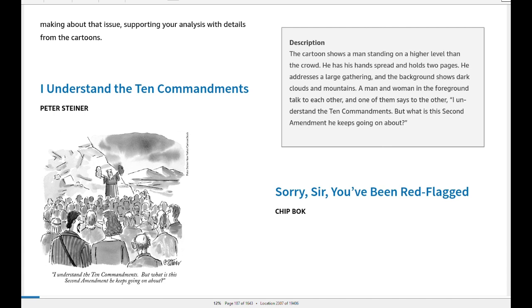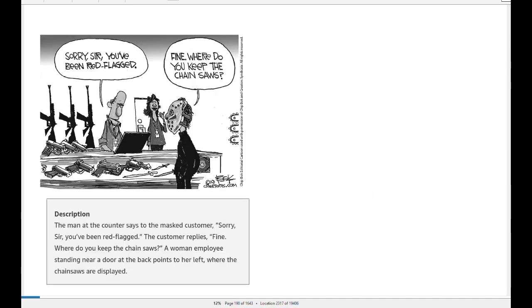A man and a woman in the foreground talk to each other, and one of them says to the other, "I understand the 10 Commandments, but what is this second amendment he keeps going on about?" Sorry, sir, you've been red flagged by Chip Bach. The man at the counter says to the masked customer, "Sorry, sir, you've been red flagged." The customer replies, "Fine. Where do you keep the chainsaws?" The woman employee standing near the door at the back points to her left, where the chainsaws are displayed.